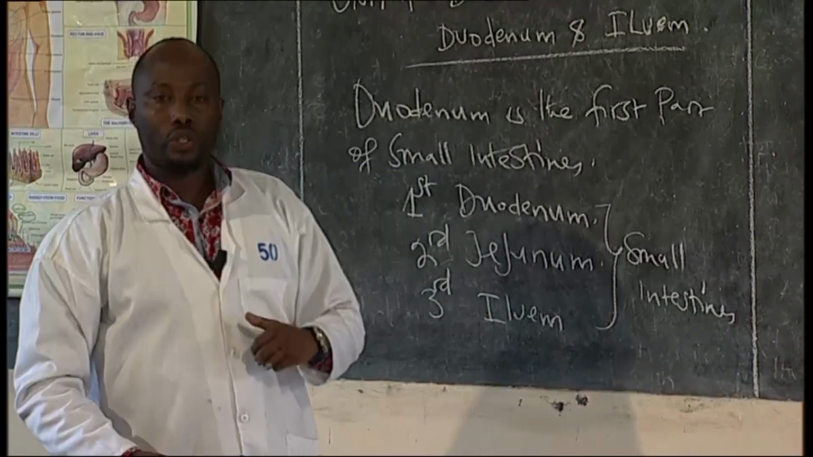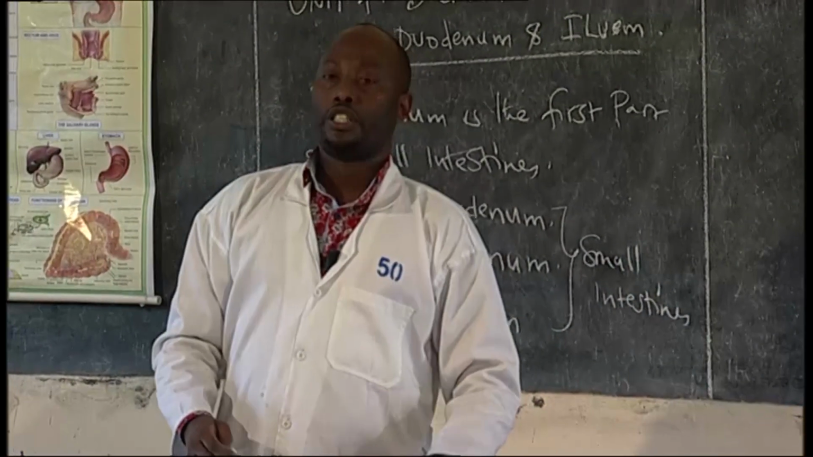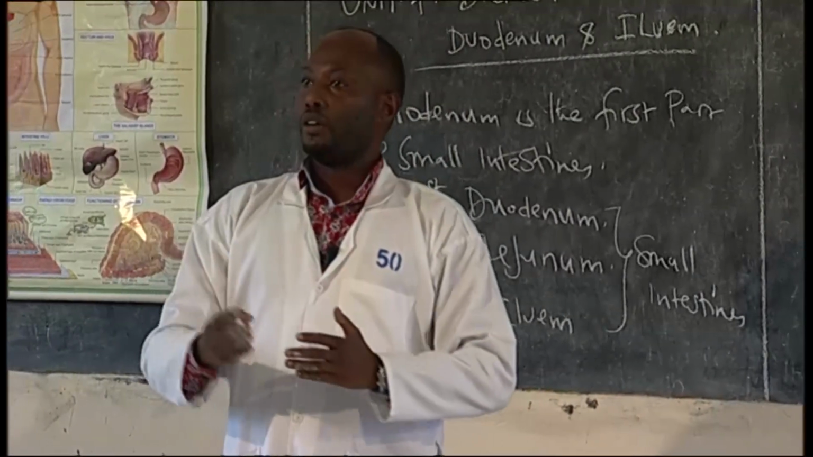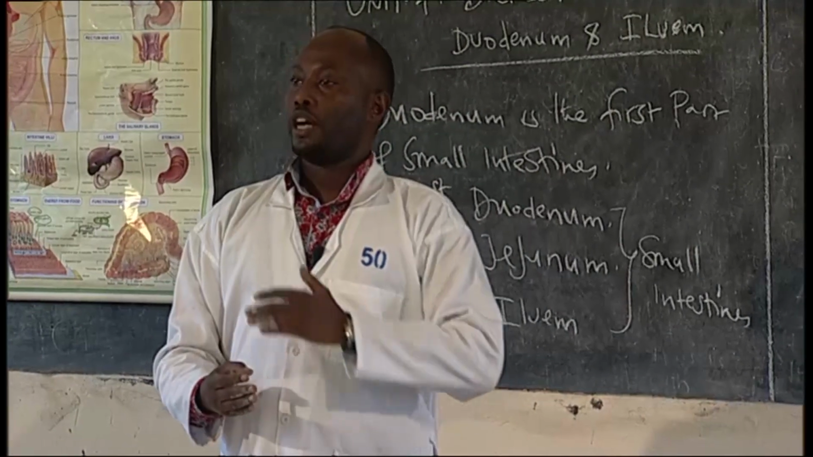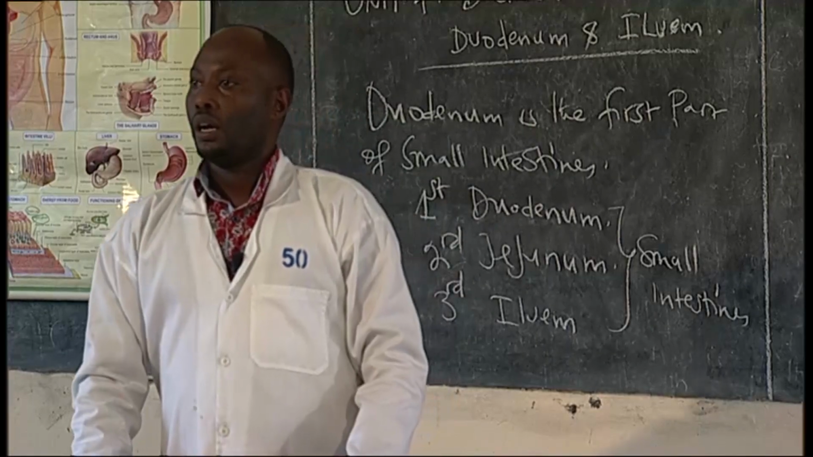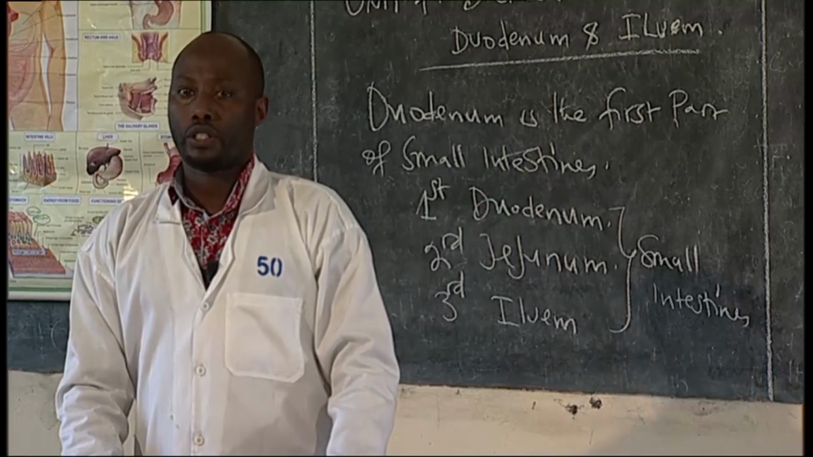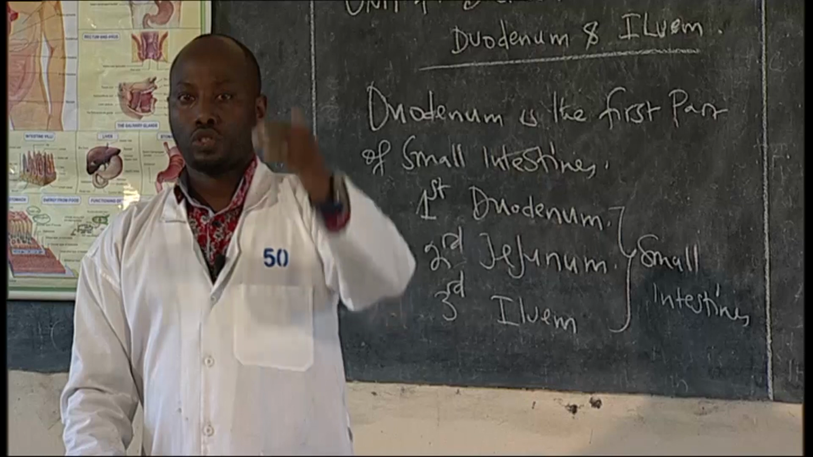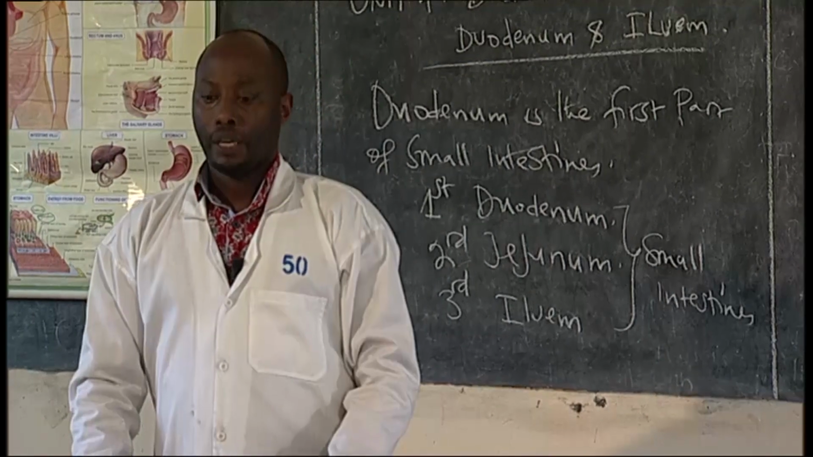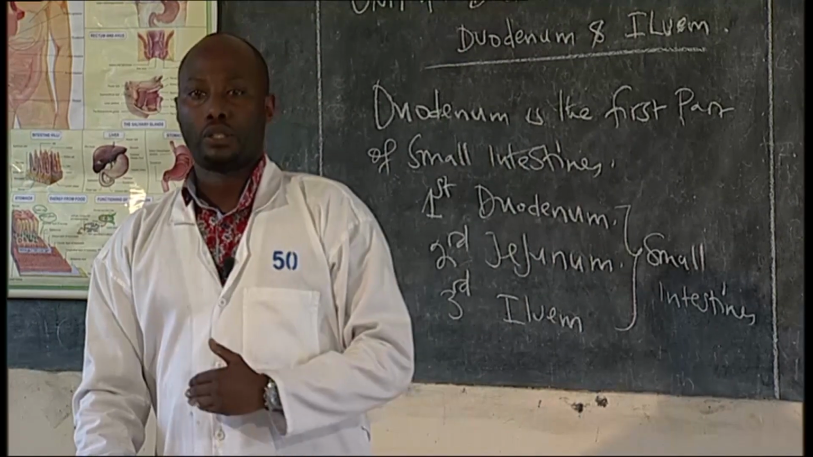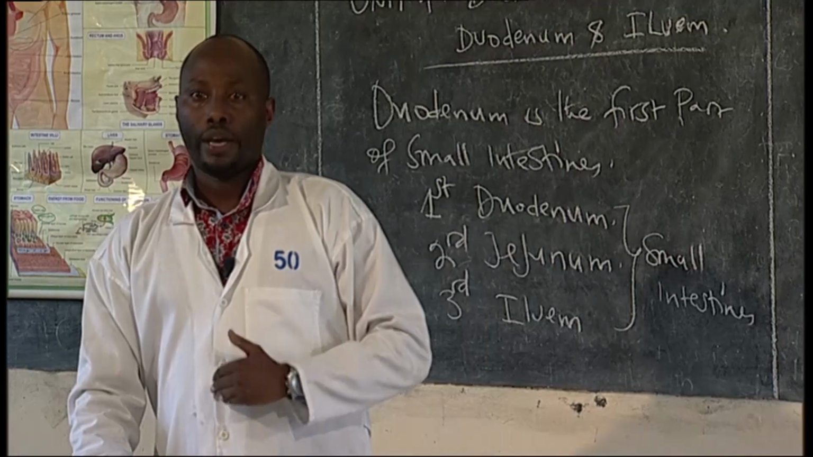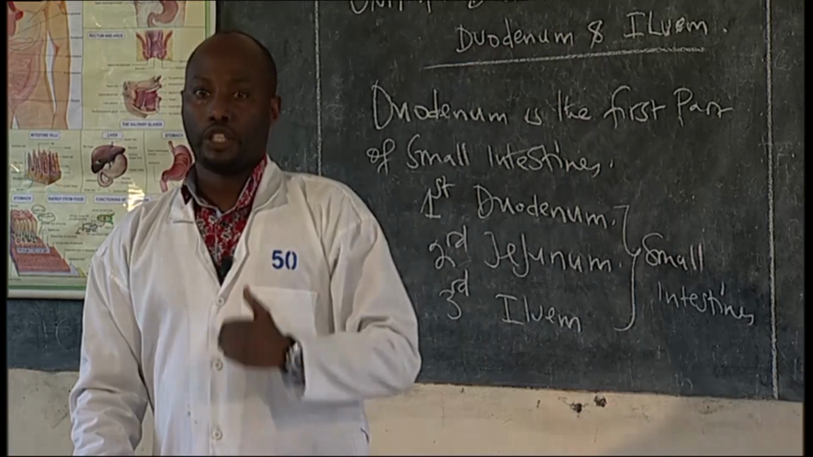Of course, when the food is churned and broken down in the stomach, the food has to be released through a sphincter muscle, which is called the pyloric sphincter, and it goes into the duodenum. And the duodenum is the first part of the small intestine, where further breakdown of food takes place.